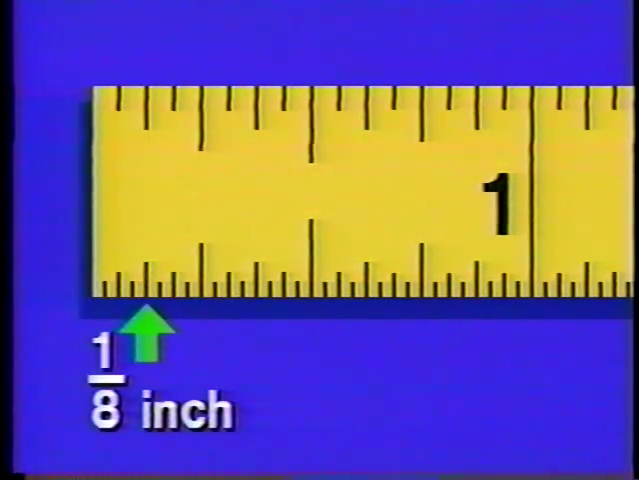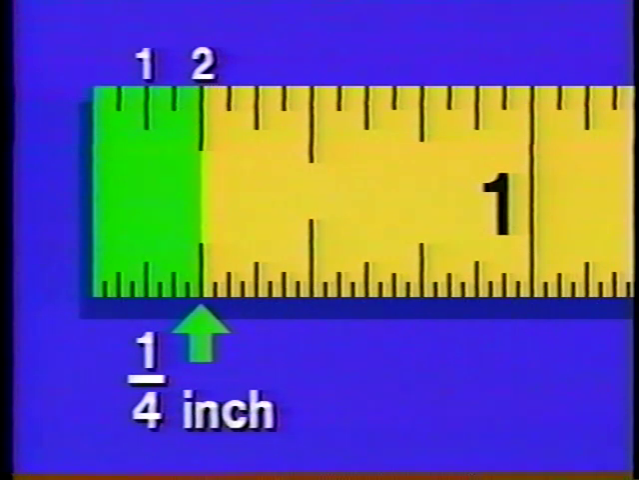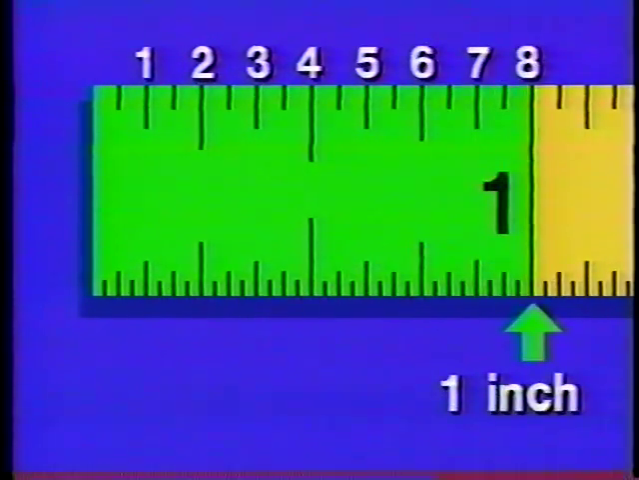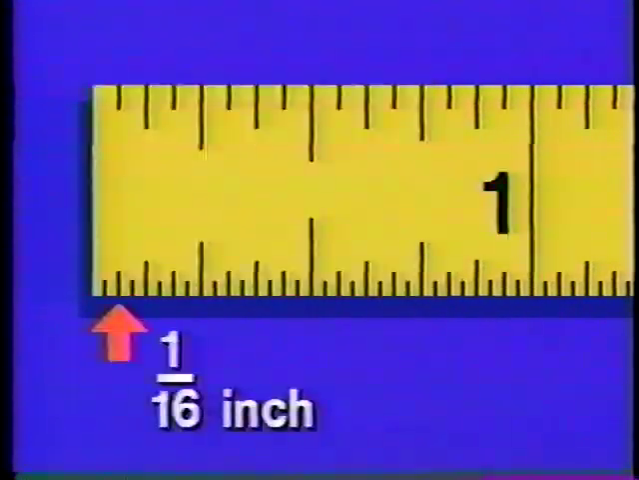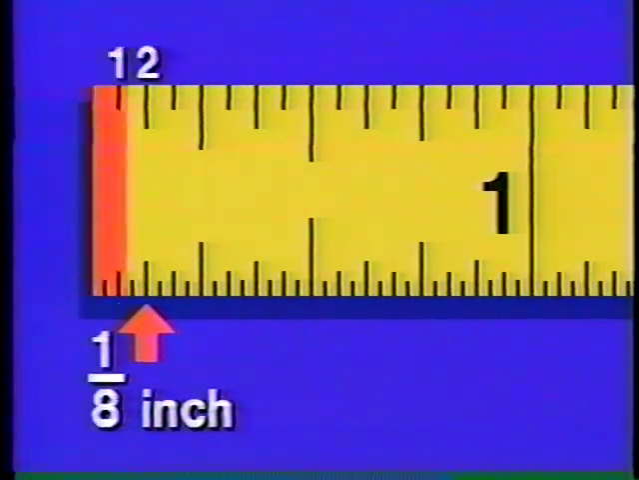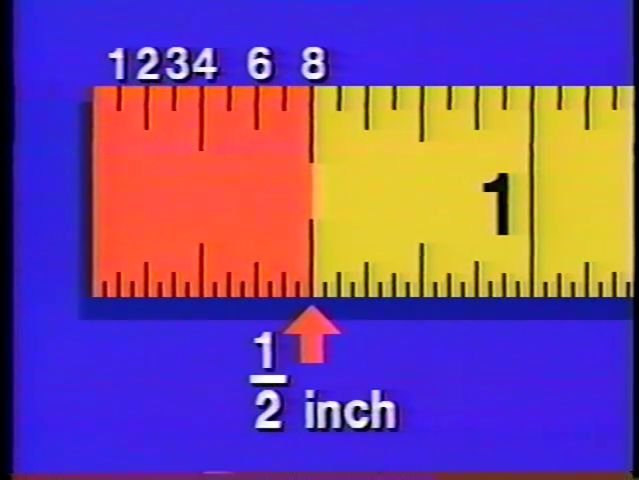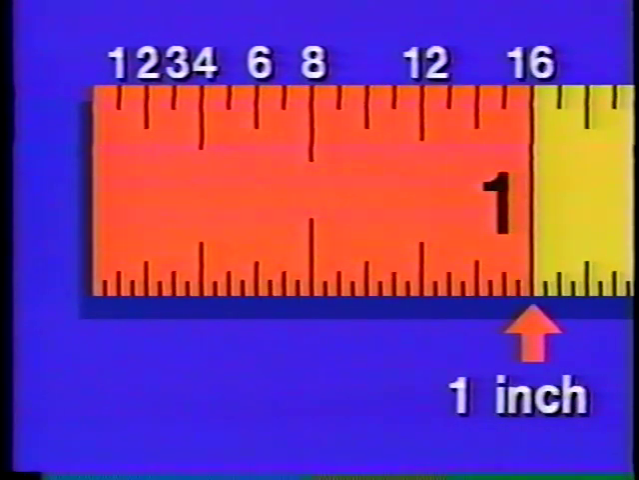When each quarter is divided in half, we have 1/8-inch increments. There are 2/8 in a quarter, 4/8 in a half, and 8/8 in an inch. When each 1/8 of an inch is divided in half, we have 1/16 of an inch increments. There are 2/16 in an eighth, 4/16 in a quarter, 8/16 in a half, and 16/16 in an inch.